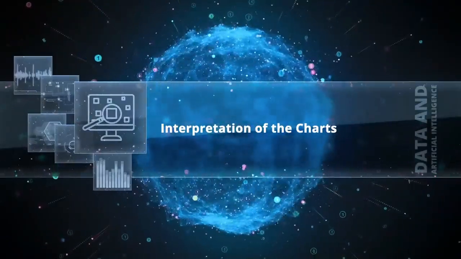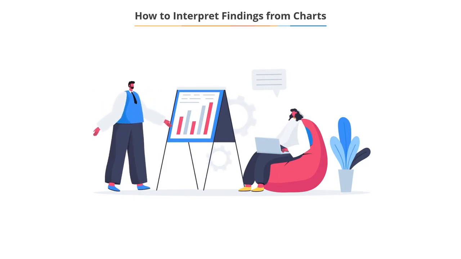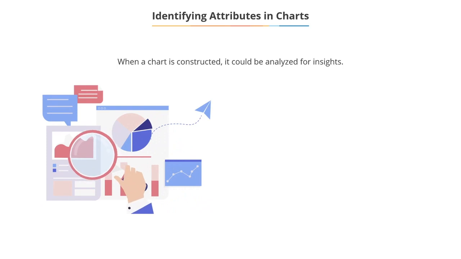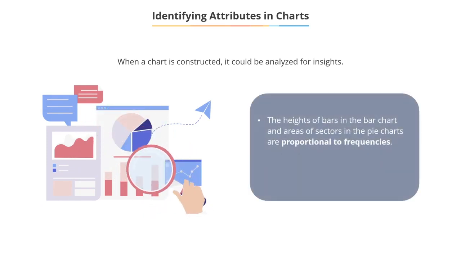Interpretation of the charts. In this video, we will learn how to interpret core findings from the charts. When a chart is constructed, it could be examined for discernible insights. The heights of bars in the bar chart and areas of sectors in the pie charts are proportional to frequencies. Hence, more frequently occurring attributes can be readily spotted.